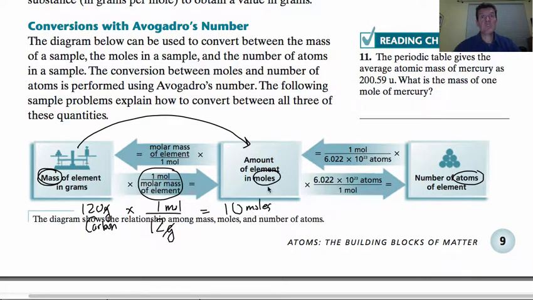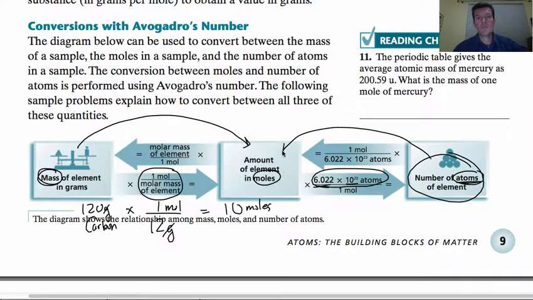Let's say then I want to say, well, how many actual particles is that? Well, I know that in 1 mole, I have 6.022 times 10 to the 23rd atoms. So then I would multiply by Avogadro's number to get the number of atoms. If you want to go the other direction, if you know the number of atoms, you would do the inverse operations. So you would divide by Avogadro's number, and then you would multiply by the molar mass. Okay?